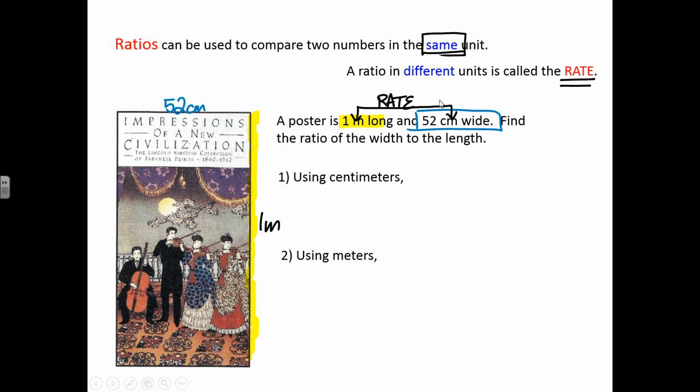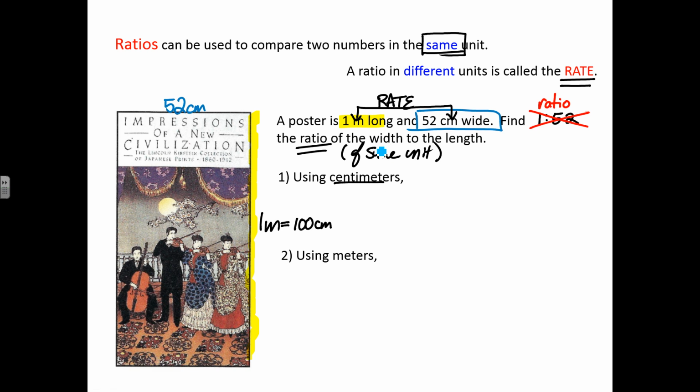A ratio by the essential definition is a comparison within the same unit. So watch very carefully. If I were to write this as a ratio like this, 1 to 52, why don't you write that down just for good measure? Now cross it out. That would be incorrect. I cannot say my ratio is 1 to 52 because we're not in the same unit. So the first thing I need to do is get in the same unit. I'm going to start by first getting into centimeters. 1 meter is 100 centimeters.